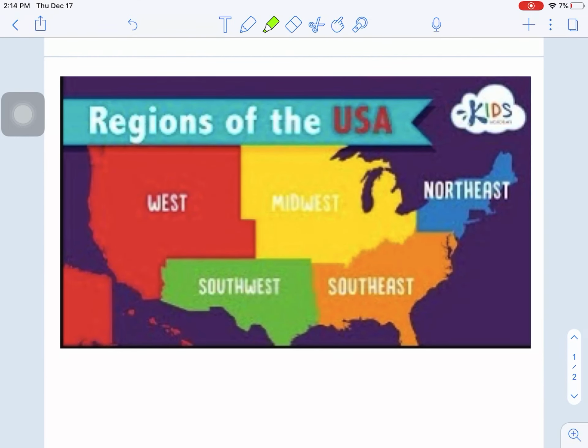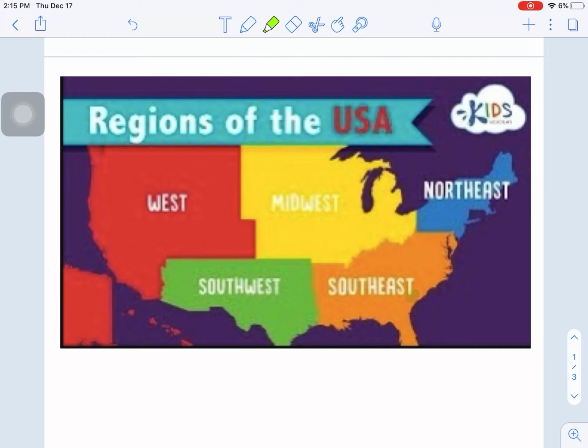This is regions of the USA, which is the United States. As you can see, there are 5 different regions here. We have the Midwest, West, Southwest, Southeast, and the Northeast. So that is 5 different regions that we break the United States up into. We break these up into, like it said previously, the climate, the landforms of these areas. They are very similar in terms of that.